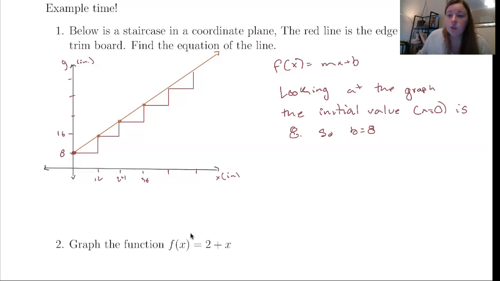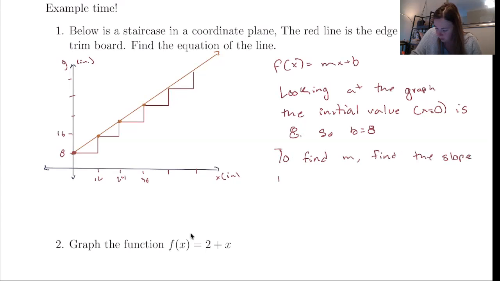Just pick 2 points and find the slope between them. It doesn't matter which two, because linear functions have constant rates of change. Just like we saw, if I do it from 0 to 1 versus if I do from 1 to 4, it's going to be the same. So it doesn't matter. So to find m, find the slope between any 2 points on the line.